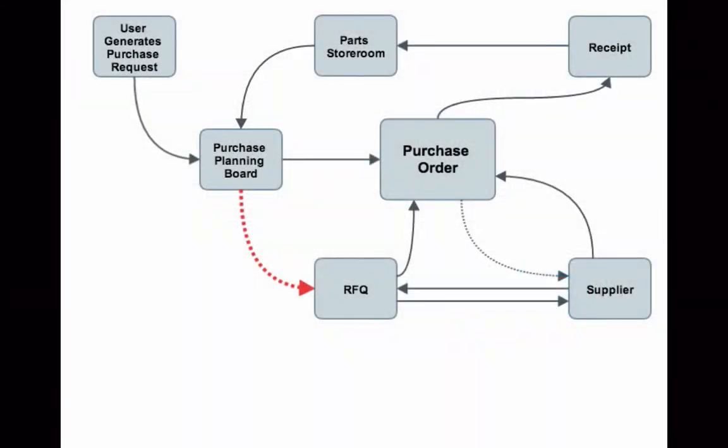RFQs can be generated in three ways. They can be generated from a purchase request. You can set up your parts to automatically send an RFQ when stock is running low, or you can manually create an RFQ from scratch.